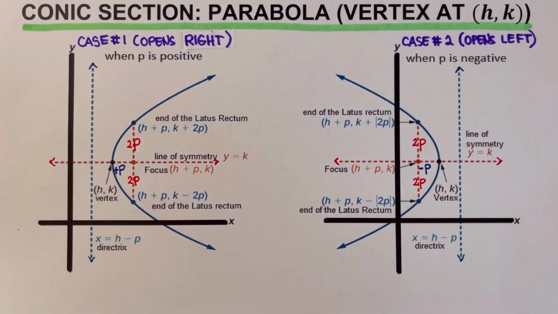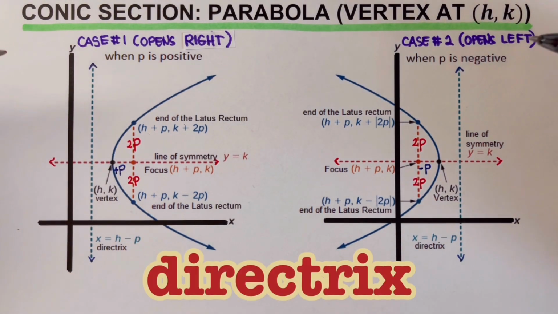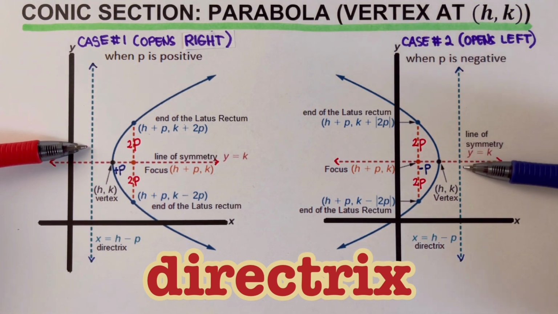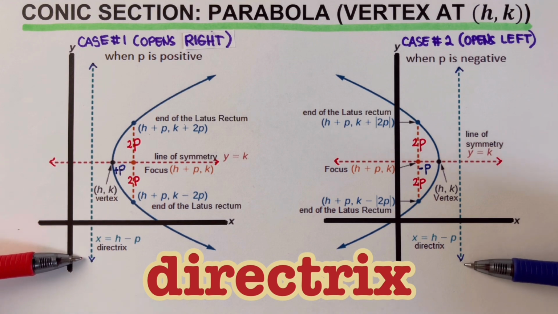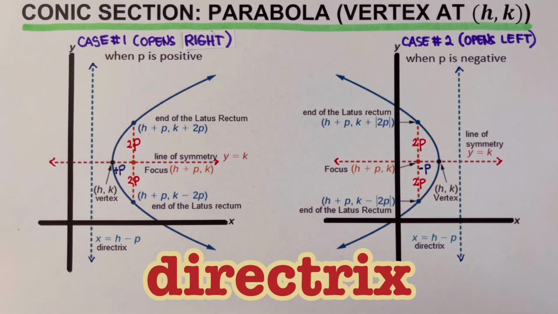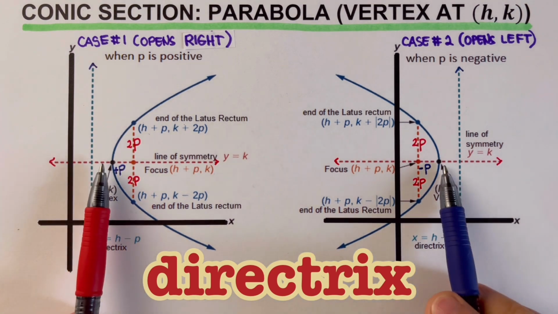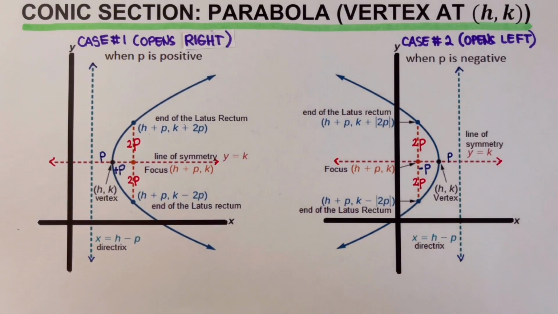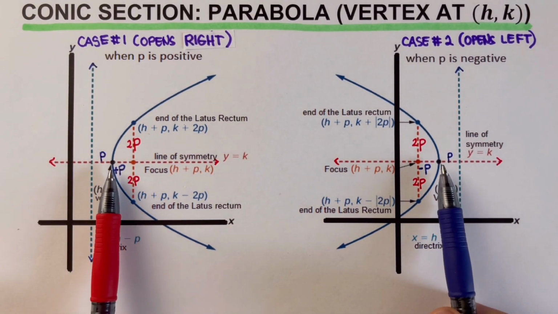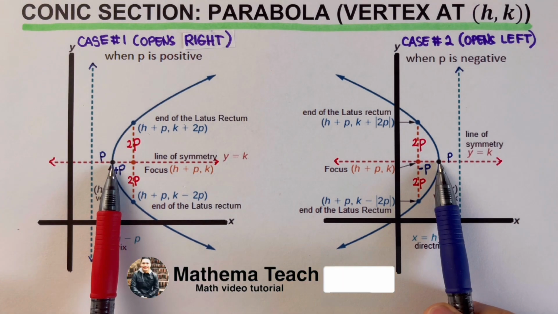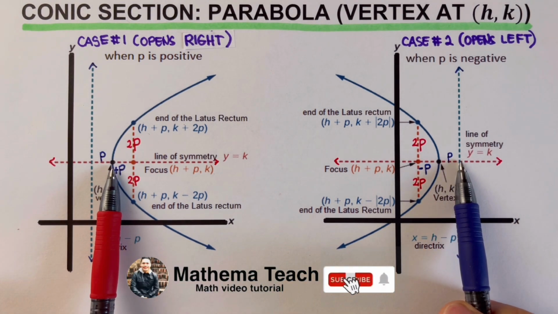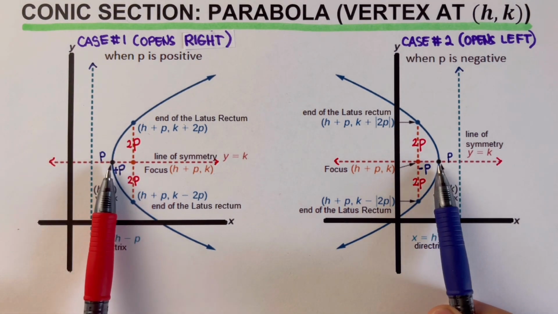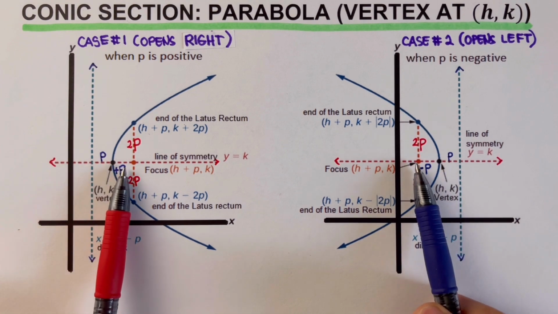Now, another part that we need to remember is the directrix. So this is the directrix right here, represented by a broken line. We also remember that the distance of the directrix from the vertex is also p. So I can go ahead and label that up here. This tells us that the vertex is in the middle between the point where the directrix passes through and the focus. So the vertex is in the middle of these 2 points.